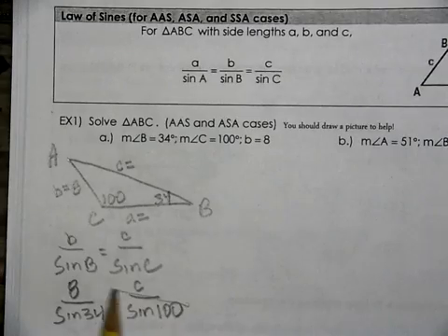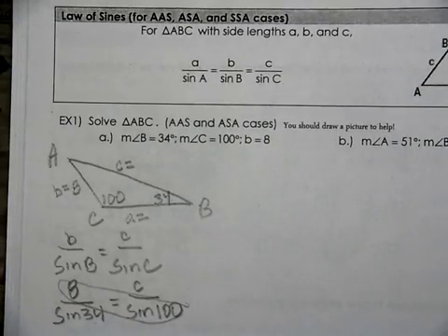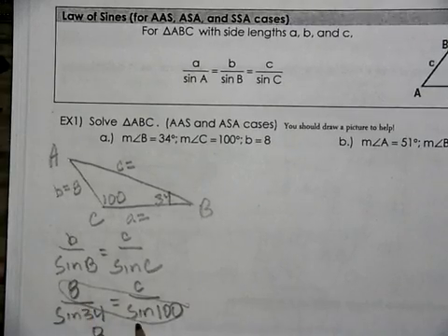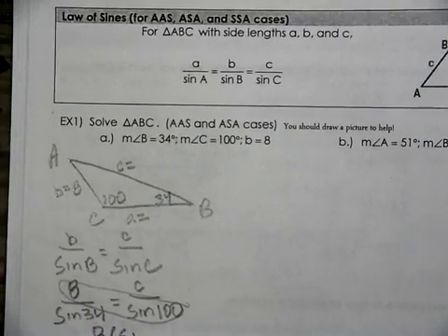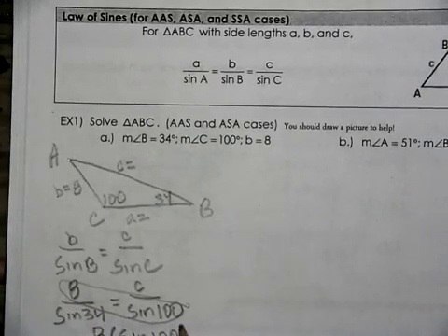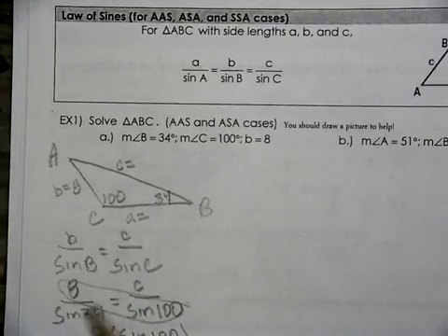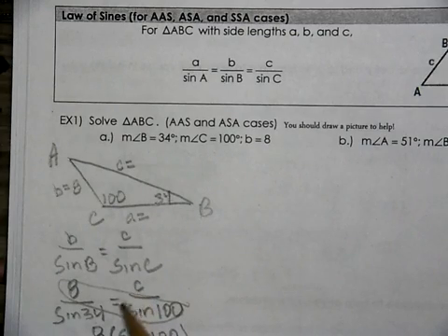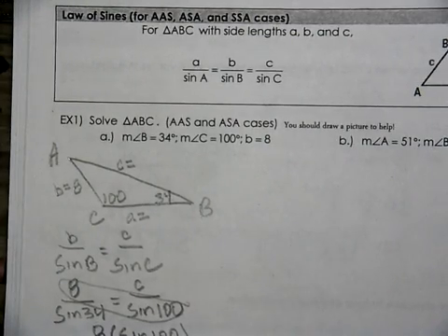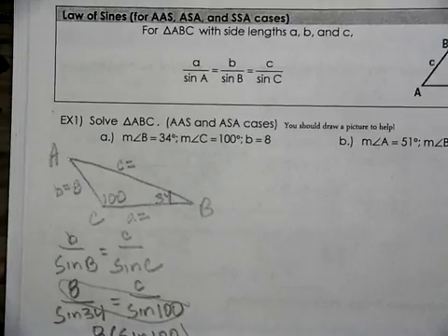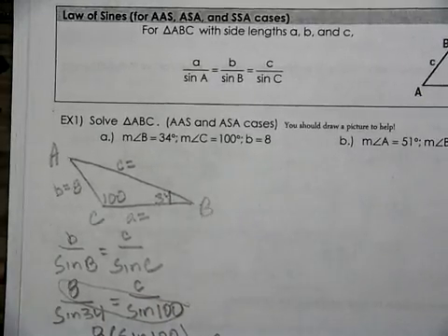To solve this, we would cross multiply, and that would be 8 times the sine of 100 divided by, there would be no reason to multiply across over to C, since we have to get to C by itself. We'd divide it right back. So we'll just keep the sine of 34 over here. That's the value of C.